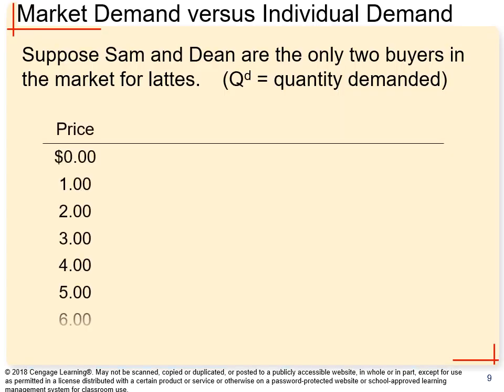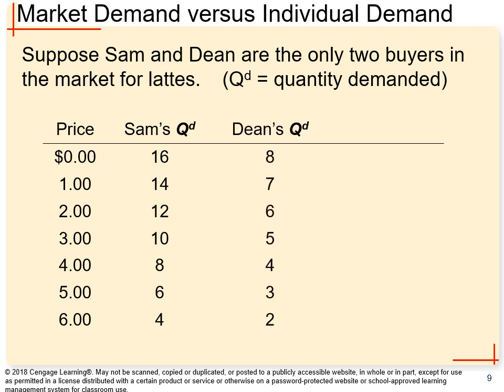Suppose there are only two individuals, Sam and Dean. Sam's quantities demanded are the same information from his demand schedule that we showed in the previous slide. Now let's suppose that we have Dean. Dean has different preferences and a different income, so the quantities demanded by Dean are going to be different at each price level. For example, at the price of 1, Sam demands 14 units, Dean demands 7 units.